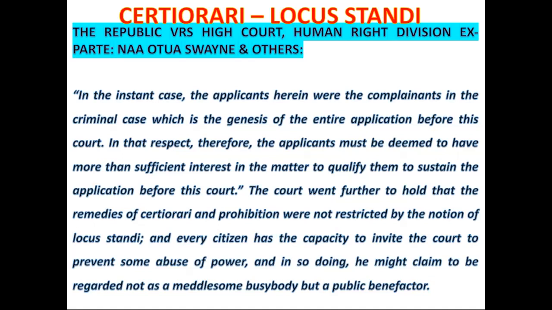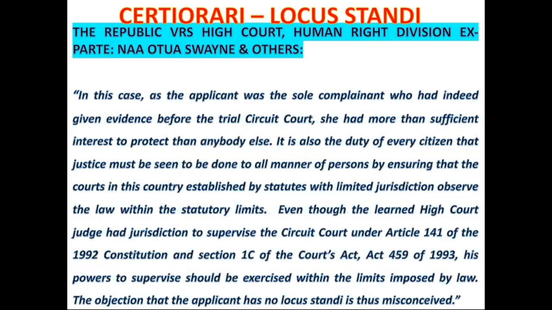In this case, as the applicant was a sole complainant who had indeed given evidence before the trial circuit court, she had more than sufficient interest to protect than anybody else. It is also the duty of every citizen that justice must be seen to be done to all manner of persons by ensuring that the courts in this country established by statutes with limited jurisdiction observe the law within the statutory limits. Even though the learned High Court judge had jurisdiction to supervise the circuit court under Article 141 of the Constitution and Section 1(c) of the Courts Act 1993, Act 459, his powers to supervise should be exercised within the limits imposed by law. The objection that the applicant has no locus standi is thus misconceived.